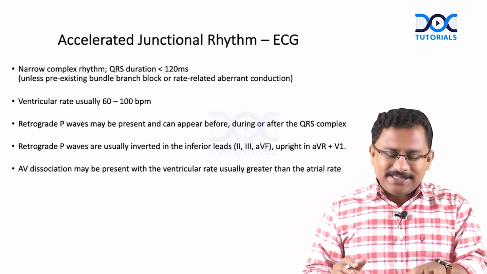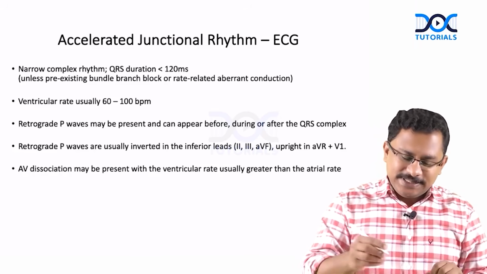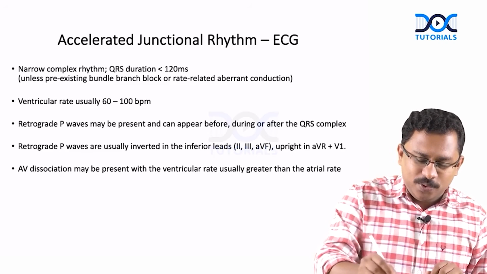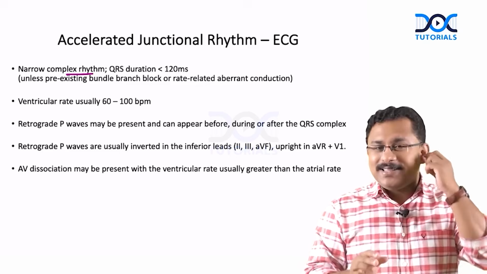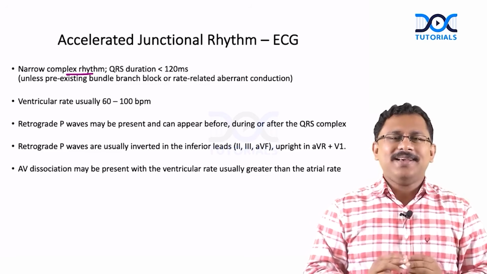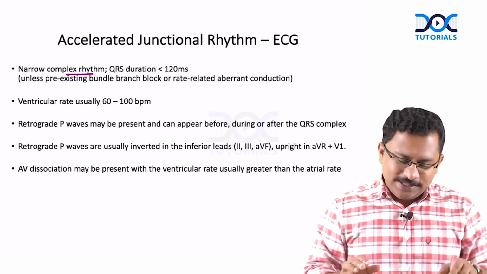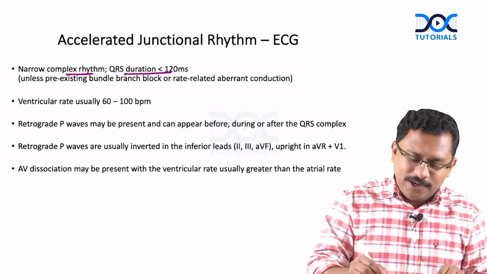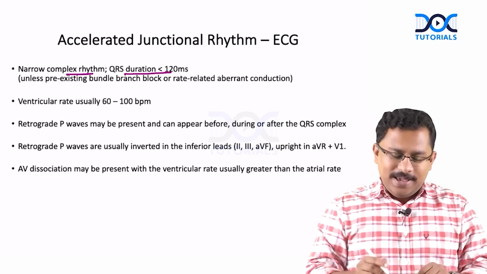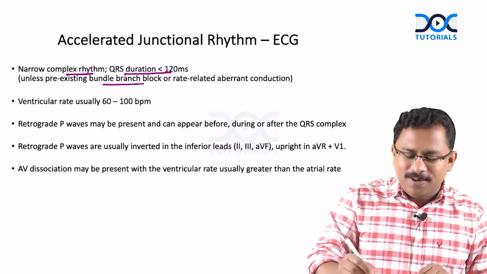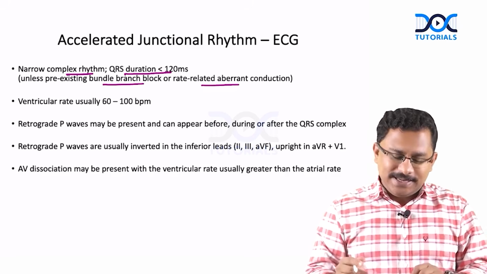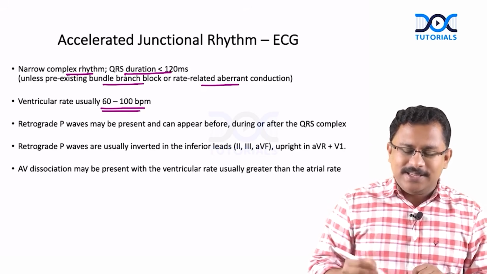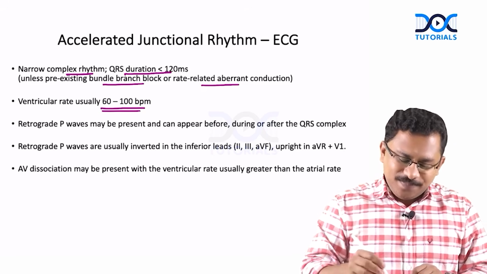Now, accelerated junctional rhythm, what are the ECG features? It is a narrow complex rhythm. Remember I told you about sinus rhythm as well as junctional rhythm, they have a normal shape of the QRS. So a narrow complex rhythm with a QRS duration less than 120 milliseconds, unless there is some pre-existing bundle branch block or aberrant conduction, and the ventricular rate is between 60 to 100.